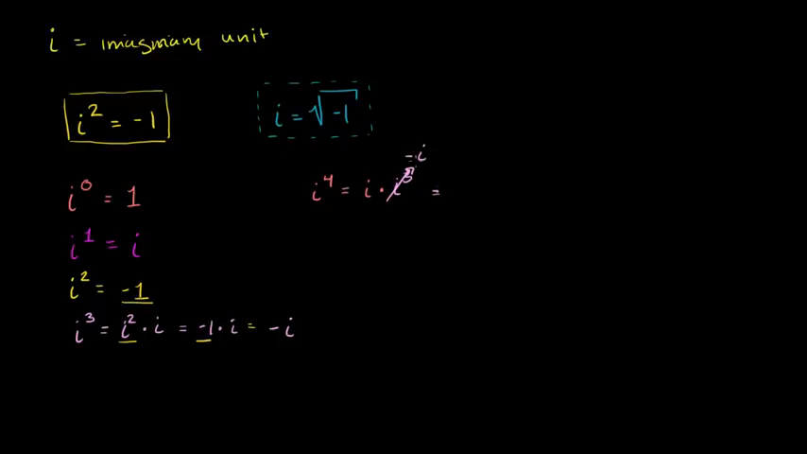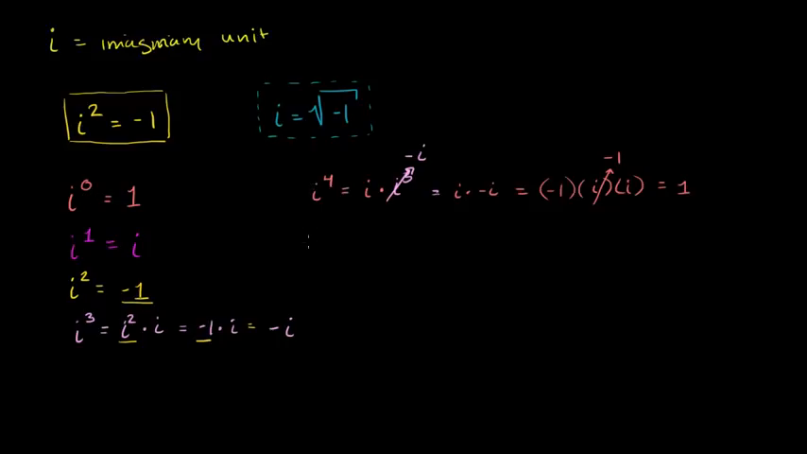Let me write it down. So this is i times -i, which is the same thing as -1 times, remember, multiplication is commutative. If we're just multiplying a bunch of numbers, we can switch the order. This is the same thing as -1 times i times i. i times i, by definition, is -1. -1 times -1 is equal to 1. So i to the 4th is the same thing as i to the 0th power.